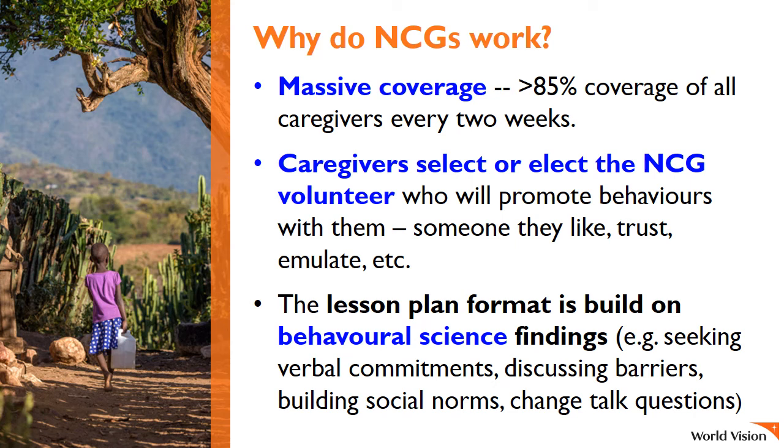One reason is the coverage plan. Usually over 85% of all caregivers are reached every 2 weeks with behavior promotion messaging and activities with this model. And the caregivers who do not attend a meeting are reached through a follow-up home visit. Secondly, and I think this is one of the real keys, the caregivers themselves select or elect the nurturing care group volunteer who will promote behaviors with them. This makes it much more likely they'll be working with someone who they like, trust, emulate, and would welcome in their homes, all of which helps behavior change happen more easily.